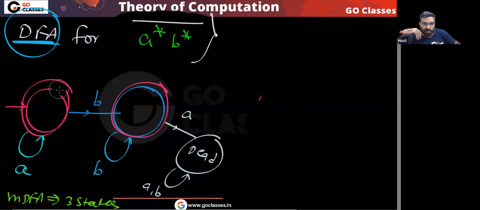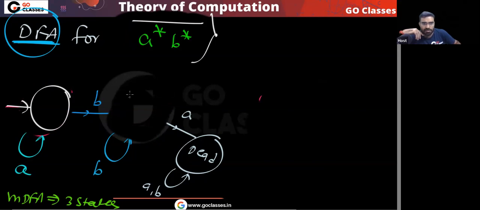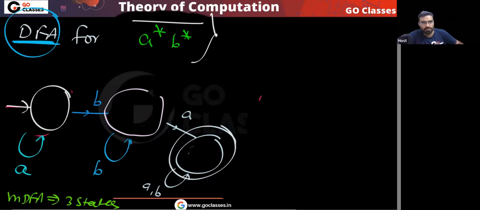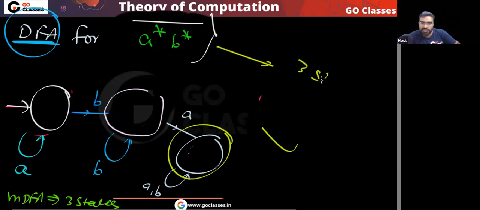All the final states will become non-final. This final state you will make non-final, this final state also will become non-final, and this non-final state will become final. Now, this is the correct DFA. So what will your answer be? For this language, the minimal DFA will have 3 states and there is only one final state.